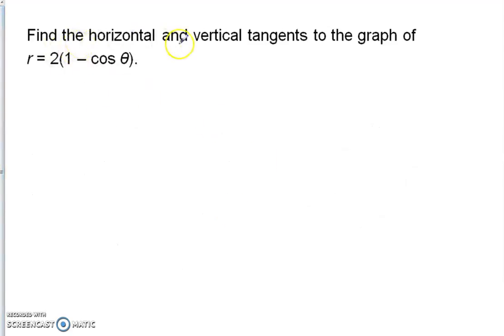Now I want you to find the horizontal and vertical tangents to the graph of r equals 2 times 1 minus cosine theta. I'm not going to do all this. Let's just get it started so that you make sure you're on the right path. Really all I'm going to have you say is, what is x equal to? Well, remember x is r cosine theta. And so here's my r value, so we put that in there.